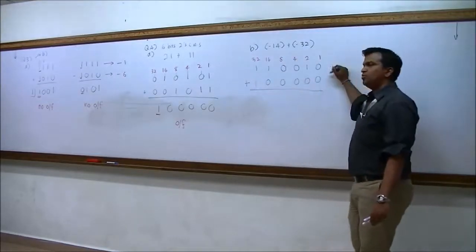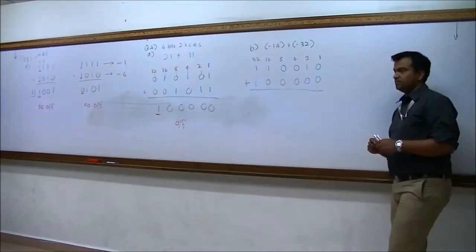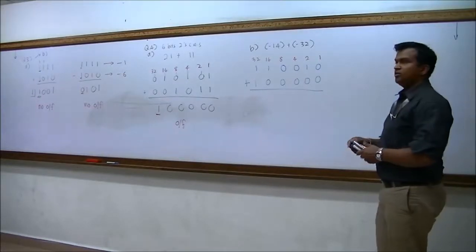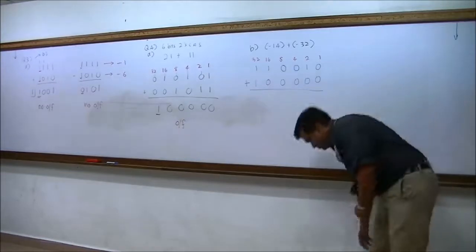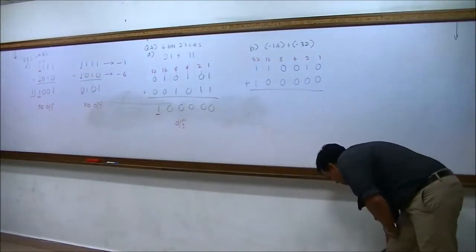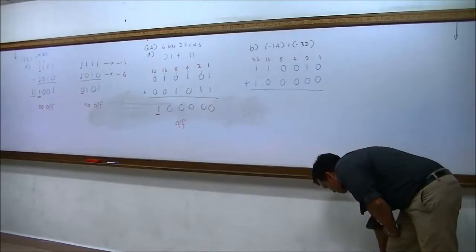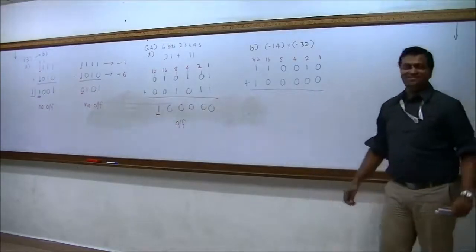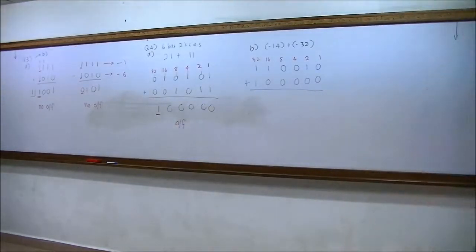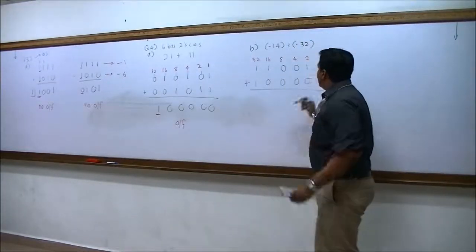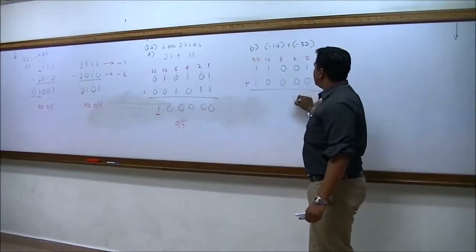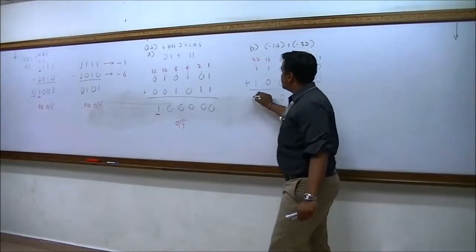Any question up to this point? You are understanding how to get this? Yes or no? So don't worry about writing. You need to... Camera. Okay. I hope so. Check. So this one is 0 1 0 0 1 0.